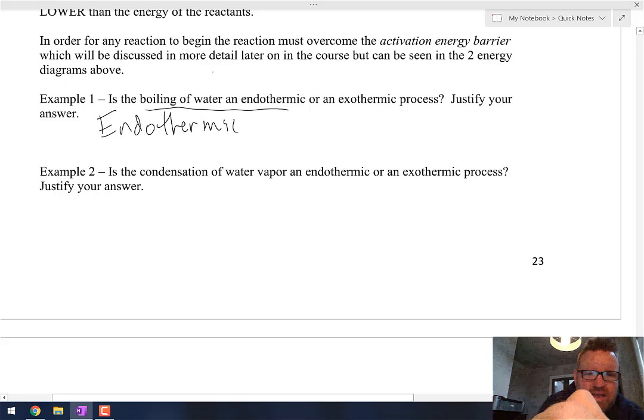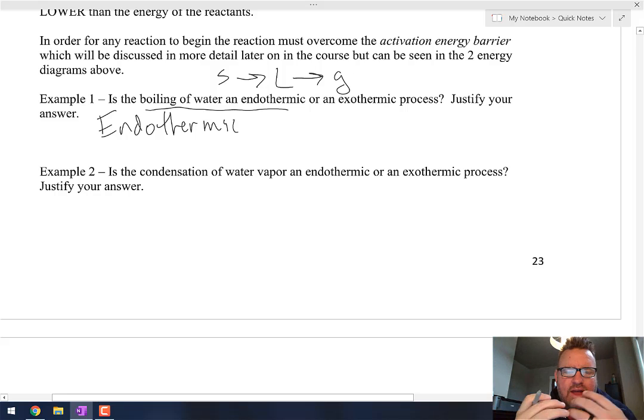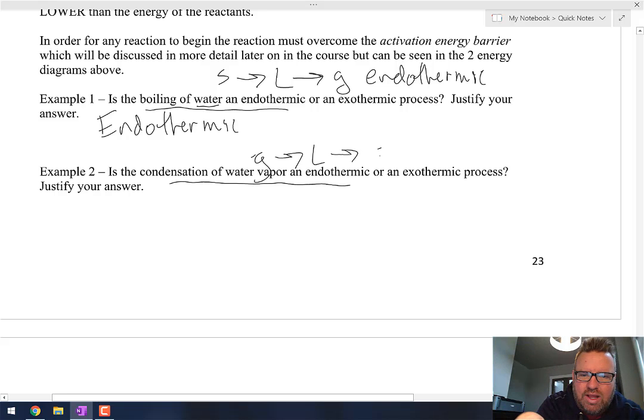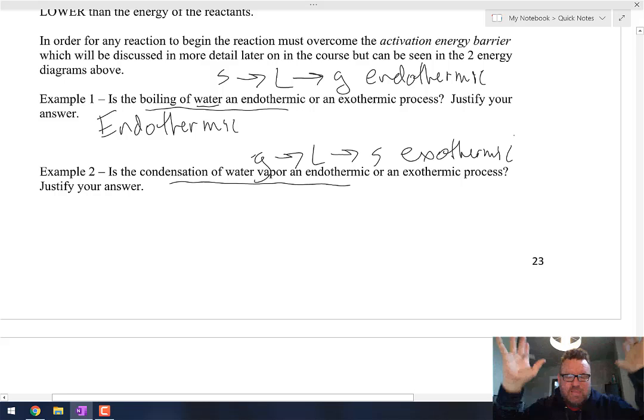Basically, anytime you go from a solid to a liquid or a liquid to a gas, you have to absorb energy to do that. So in this case, you're going from liquid water to a gas. Those are always an endothermic process. And the opposite is also true. Is the condensation of water vapor an endothermic or exothermic process? Anytime you go from a gas to a liquid or a liquid to a solid, that is an exothermic process. It has to get rid of some of that energy in order for it to reform back into a liquid.